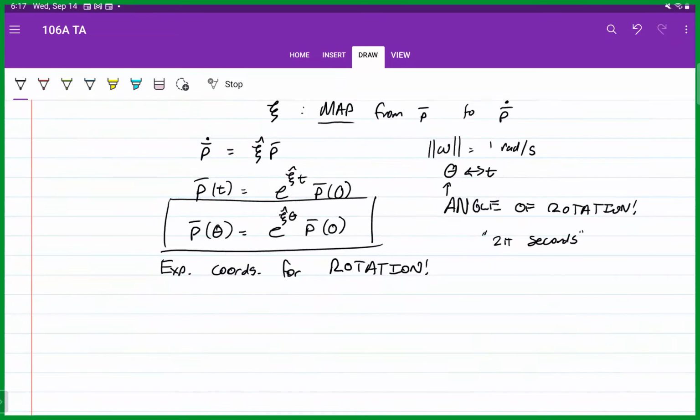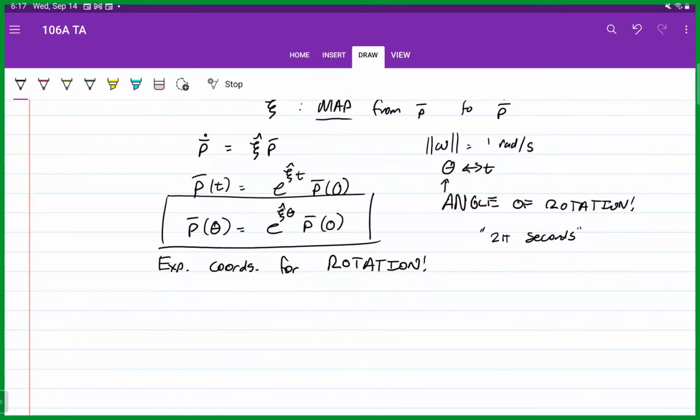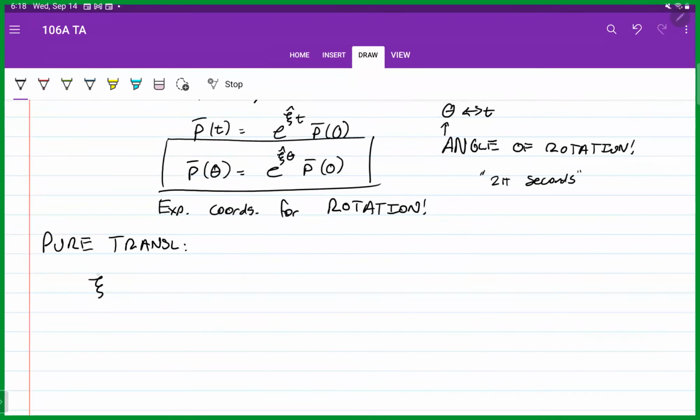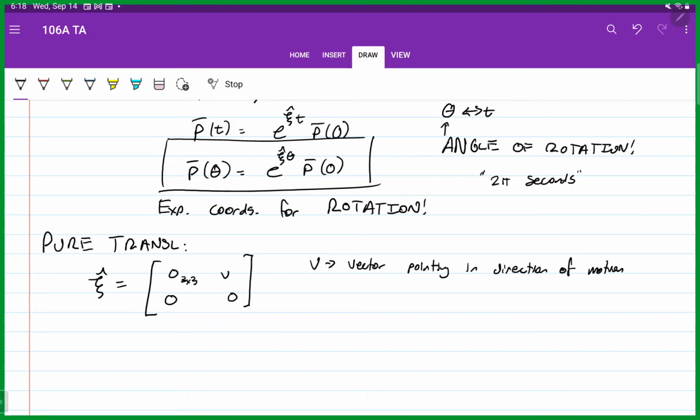All right. Cool. So let's talk about how we can interpret these matrices and see what we could figure out here. Let's summarize what we learned about these matrices xi hat for these cases. For pure translation, xi hat was equal to the 3 by 3 matrix of zeros, then v, and v is a vector pointing in the direction of motion. It was this velocity that was just pointing wherever we wanted to go, and we set the magnitude of v equal to 1.